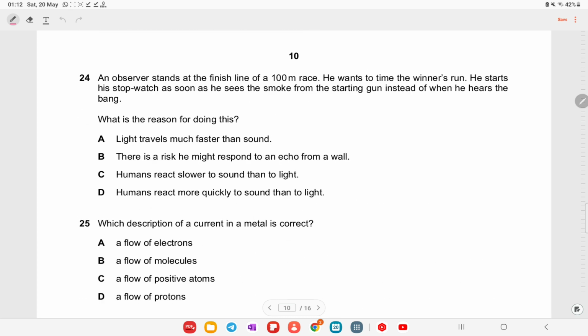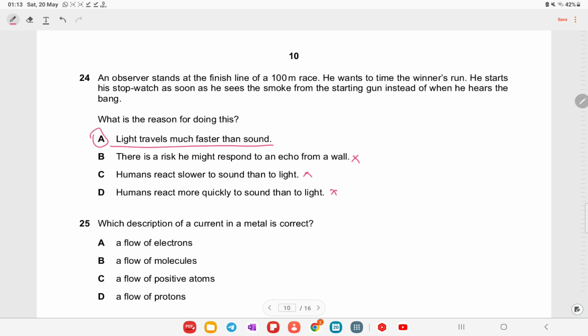An observer stands at the finish line of a 100-meter race. He wants to time the winner's run. He starts his stopwatch as soon as he sees the smoke from the starting gun instead of when he hears the bang. What is the reason for doing this? Because light travels much faster than sound. Yes, this is the very true option. There is a risk he might respond to the echo of the wall. No. Humans react slower to sound than light. Humans react more quickly to sound than light, no. So option A is going to be the right answer for this.